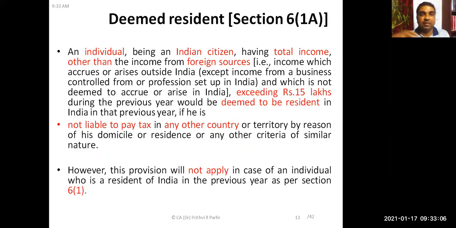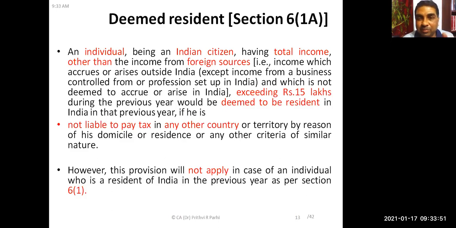So I repeat once again. An individual being a citizen of India whose total income other than from foreign sources, that means if his total Indian income exceeds rupees 15 lakh during the previous year, he shall be deemed to be resident in India if he is not liable to pay tax in any other country or territory by reason of his domicile or residence or any other criteria of similar nature. That means if his total Indian income is exceeding 15 lakh rupees and he is not paying tax in any country for whatever reason, then what will happen? He will be deemed to be resident in India. This is the new section which has been introduced.